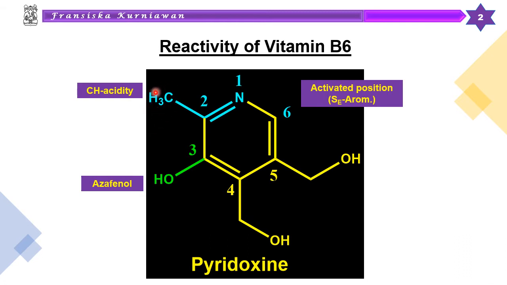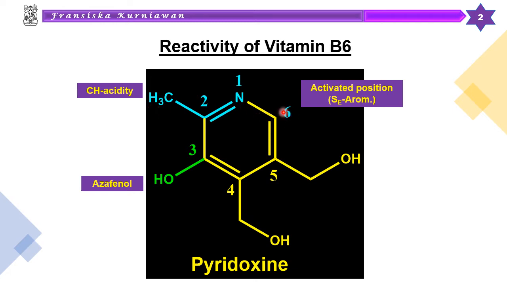And for the methyl part here, we have CH acidity. As you can see, the neighbor atom is a nitrogen, and it's also connected with the aromatic system. So it's more electronegative, and the distribution of the electrons is concentrated in this part. So this hydrogen becomes acidic. It's possible for the hydrogen to be released from this part, so this hydrogen has acidity.